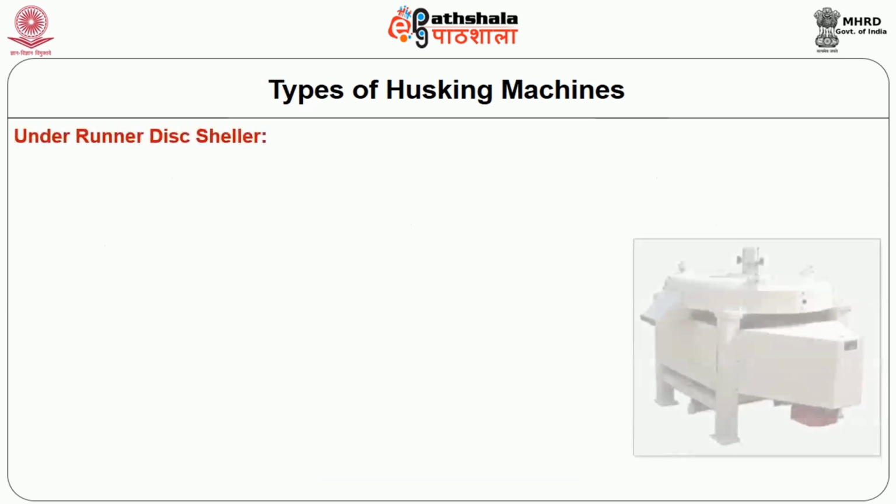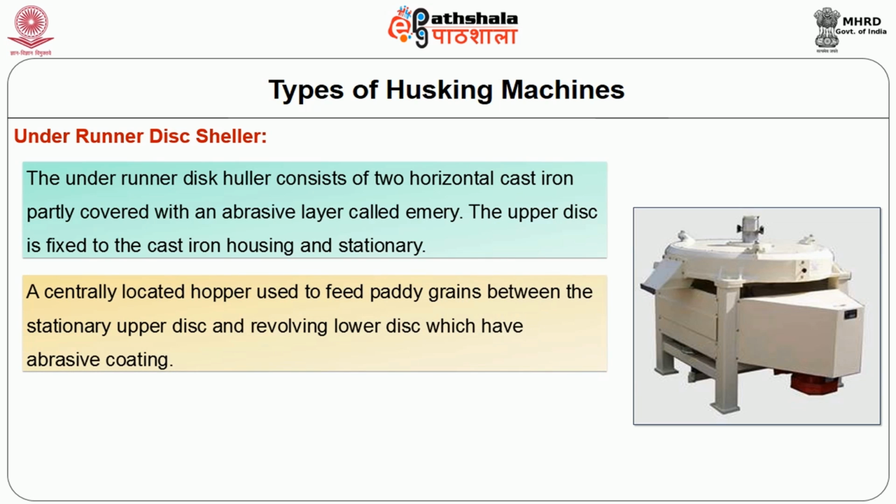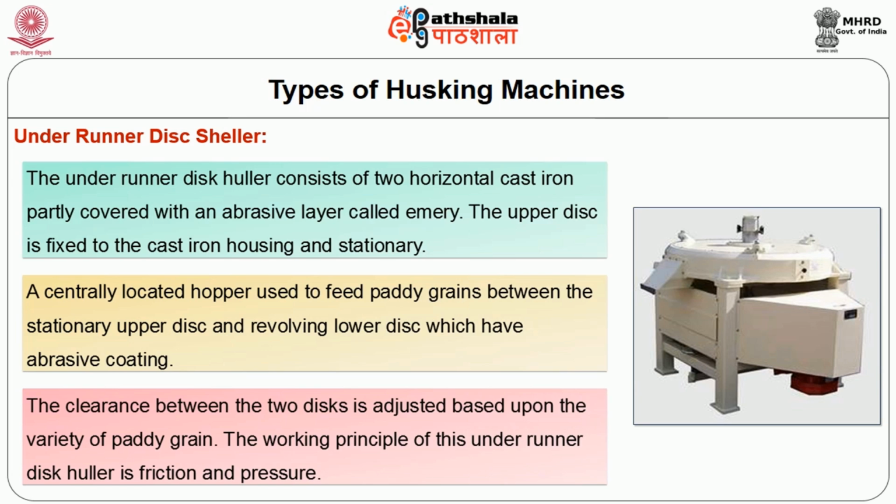Next, the underrunner disc sheller is a very commonly used huller in Asian countries. The underrun disc huller consists of two horizontal cast iron discs partly covered with an abrasive coating. The upper disc is fixed to the cast iron housing and stationary. A centrally located hopper is used to feed paddy grain between the stationary upper disc and the revolving lower disc, which have abrasive coating. The clearance between the two discs is adjusted based upon the variety of paddy grain.